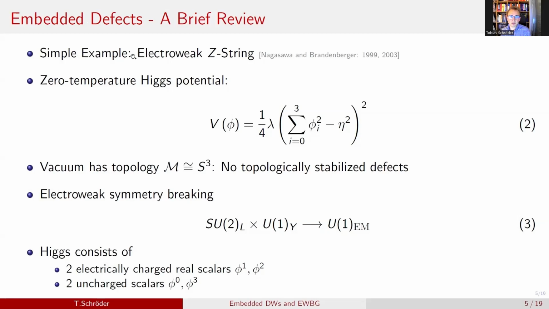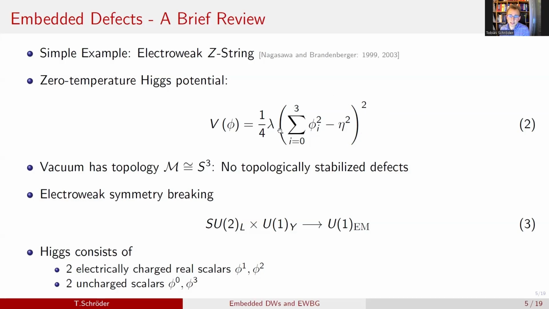A simple example is already contained in the standard model, namely the electroweak Z-string. If we consider the electroweak Higgs and call it phi, we can write it in terms of 4 real scalar fields phi 0 to phi 3. The zero temperature Higgs potential is then of this well-known form in equation 2.